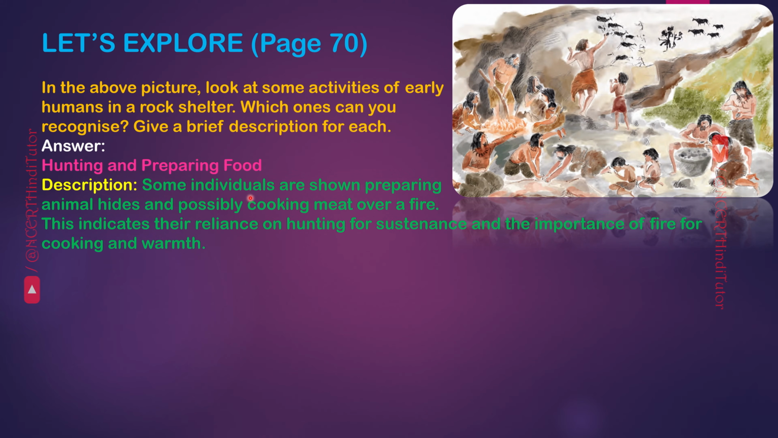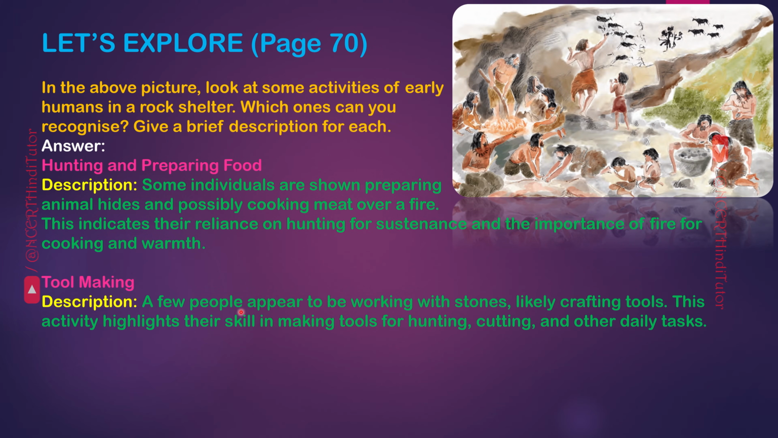Description: some individuals are shown preparing animal hides and possibly cooking meat over a fire. This indicates their reliance on hunting for sustenance and the importance of fire for cooking and warmth. Next, tool making. Description: a few people appear to be working with stones, likely crafting tools. This activity highlights their skill in making tools for hunting, cutting, and other daily tasks.